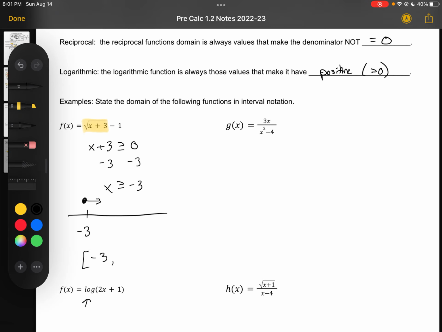So we start off on the left side at negative 3, and it goes on forever, all the way over to infinity. So that's what we're going to look at for our domain on our first one.